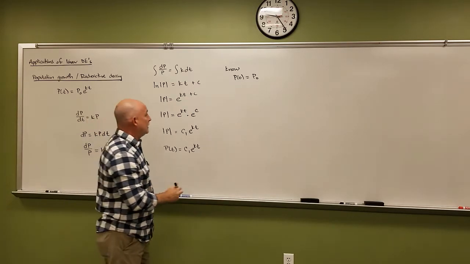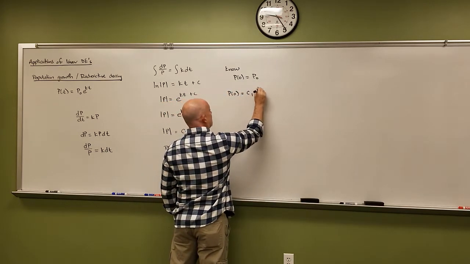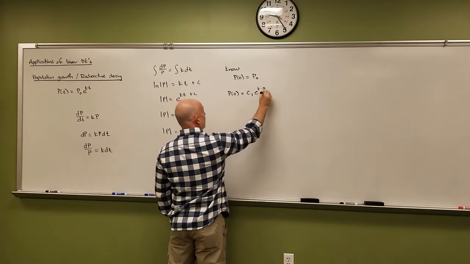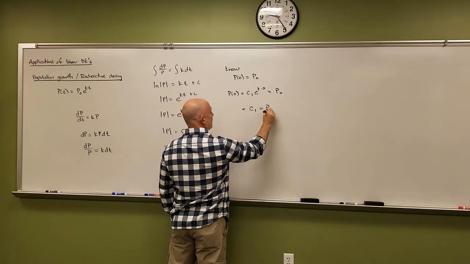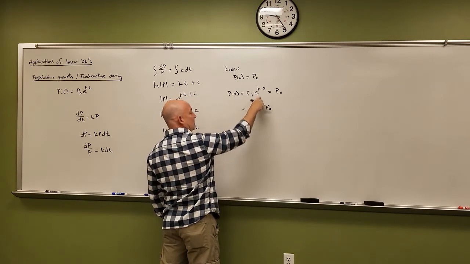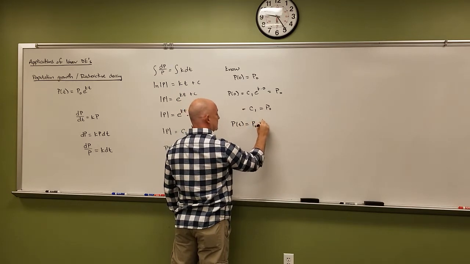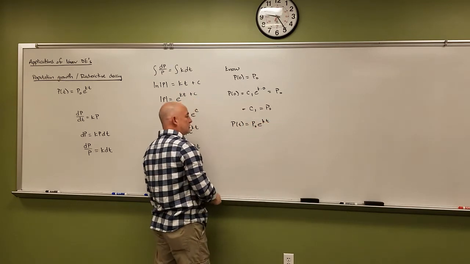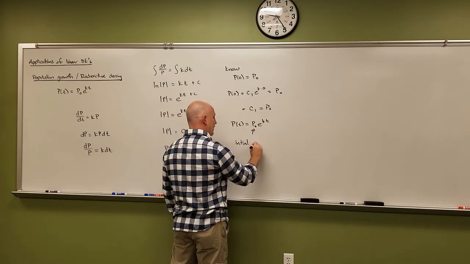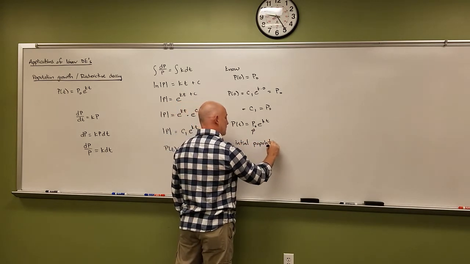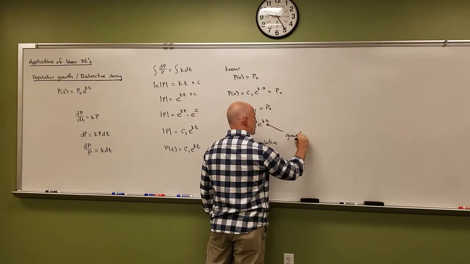So if we plug that in, notice what we end up with. Well, p of 0 is equal to c1 e to the k times 0, which is our initial population. So I get c1 is equal to p naught, right? Because that's just e to the 0, which is 1. So our function becomes p naught e to the kt. Well, of course here p naught was the initial population, and k is a growth constant.